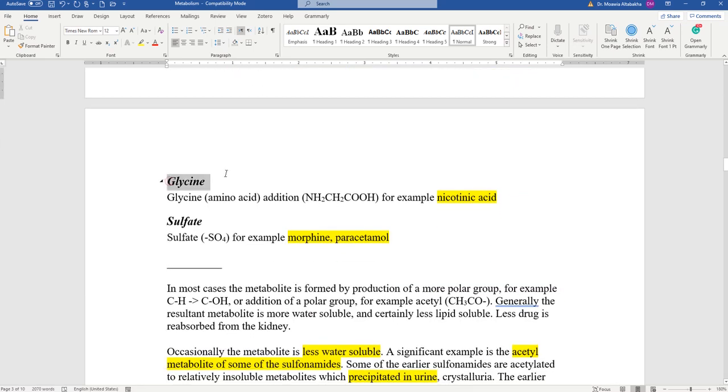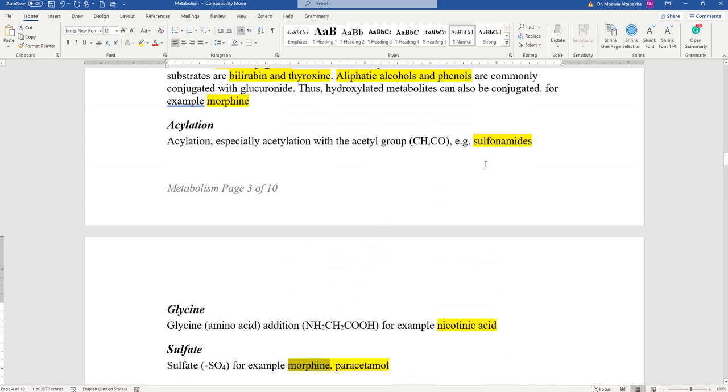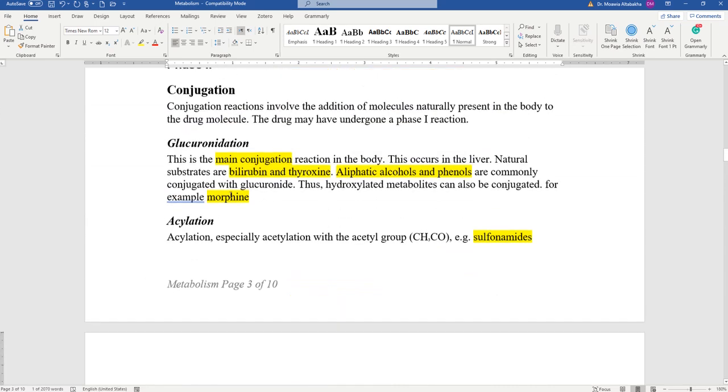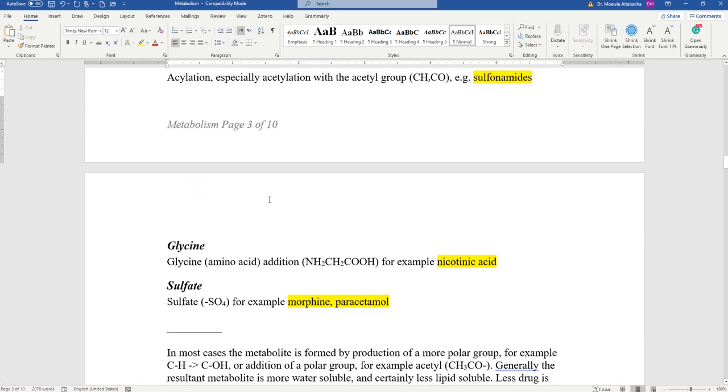So glucuronidation is one way, acylation is another one. We also have addition of glycine, which is an amino acid, sulfate, and of course other things such as glutathione and other amino acids, methylation, etc. For glycine addition we have nicotinic acid, and for sulfate addition we have morphine and paracetamol. You will see that morphine undergoes sulfate conjugation and it also undergoes glucuronide conjugation.